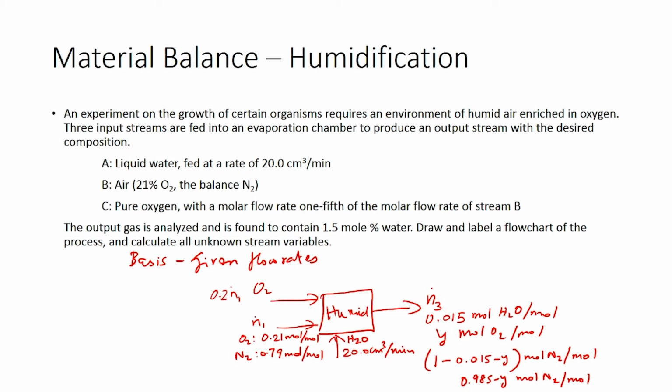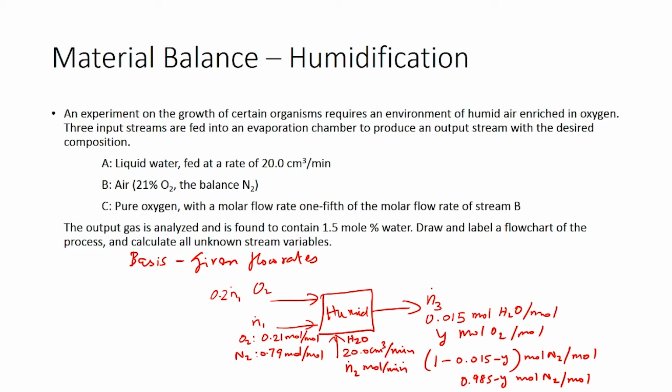So, the volumetric flow rate which has been given for water should also be converted to molar flow rate, so that we would have all the flow rates in terms of molar flow rates and we will be able to apply them easily. So, it is important that we convert the flow rate of water to molar flow rate instead of mass flow rate. So, we will call the molar flow rate of water as N2 dot moles per minute.